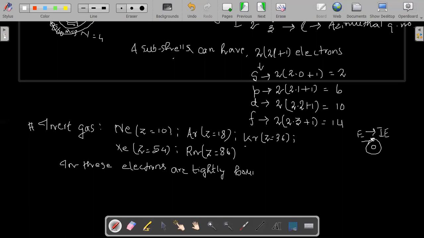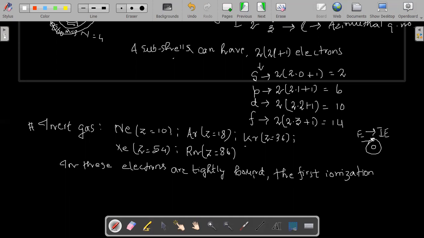If the electrons are tightly bound, that means they cannot react with an external environment. As a result, they are very much inert. Okay, so we can say the first ionization potential is high. So make a note of these.